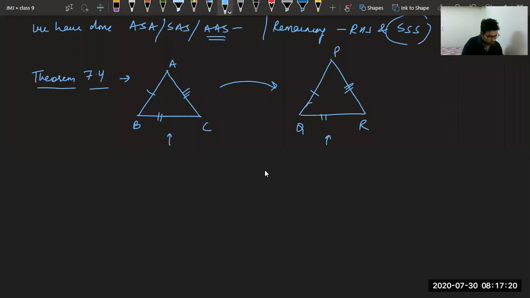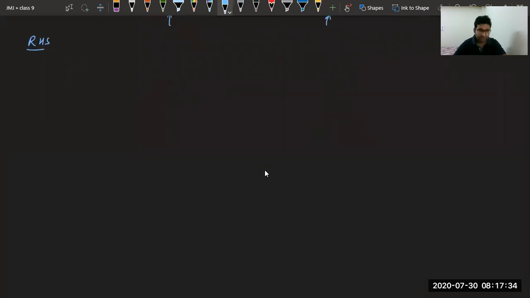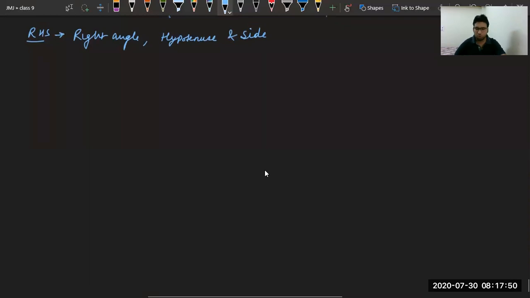Okay. The next one is RHS. Very important criteria. As soon as you see a right angle triangle, the first thing that should run in your mind is, what if it is following the criteria known as right angle, hypotenuse, and side? Right angle, hypotenuse, and side. So this is a possibility only in the case of right angle triangle.